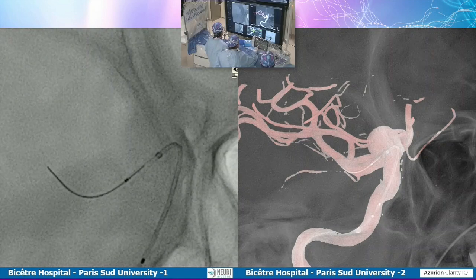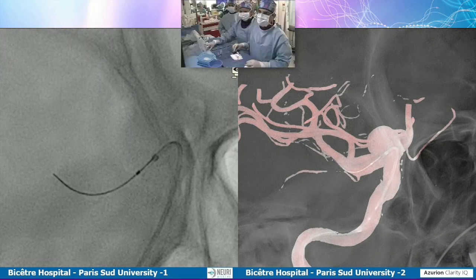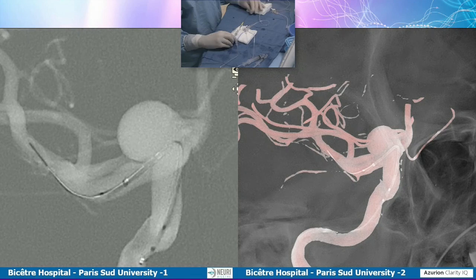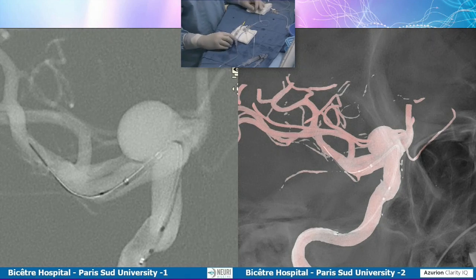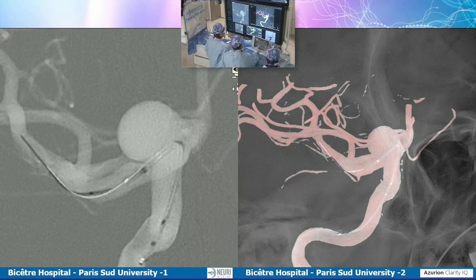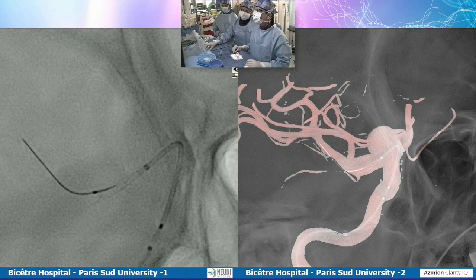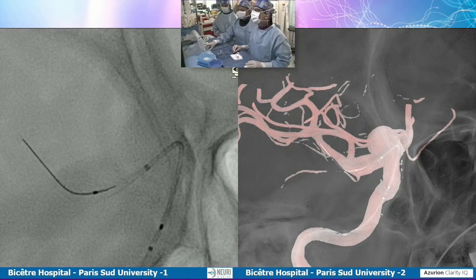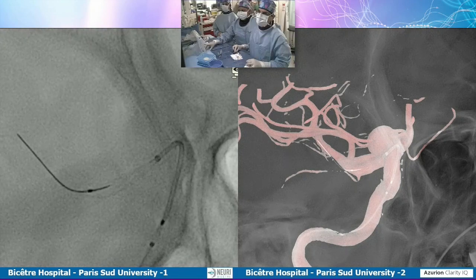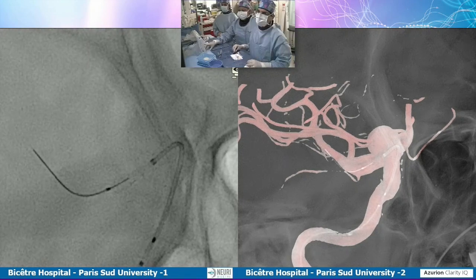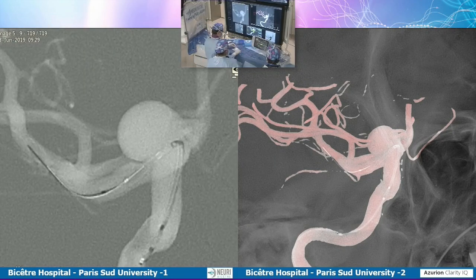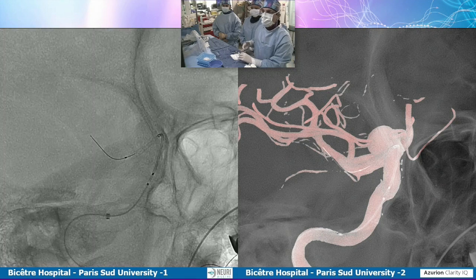So you see the selection of the position on the 3D roadmap, then it goes directly to the gantry. And now we start the deployment of the stent. Once you are here, you just have to push on the stent and the catheter is resisting, but pushes back, opens the stent. You don't need to pull on the catheter, you just push on the stent. So the distal part of the stent is there.